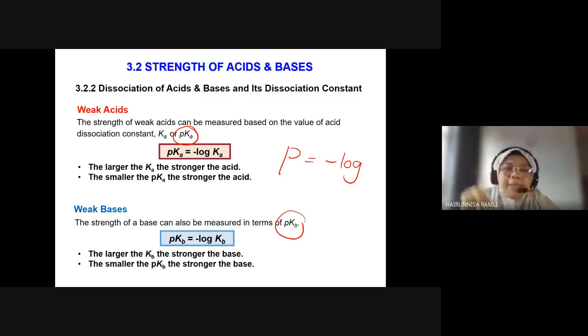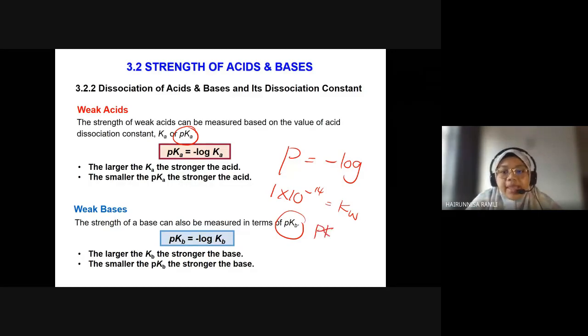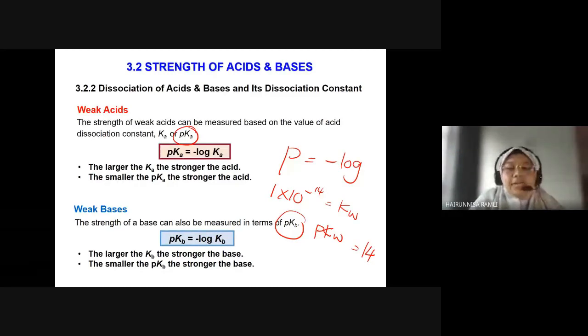Okay, 1 times 10 to the power of negative 14 ni Kw kan? Okay, kalau you P kan dia, dia akan jadi pKw. Okay, dia akan dapat equal to 14. Tu maksud dia. Dia akan simplify kan. But, okay, here, dia punya relationship dia akan jadi terbalik eh.